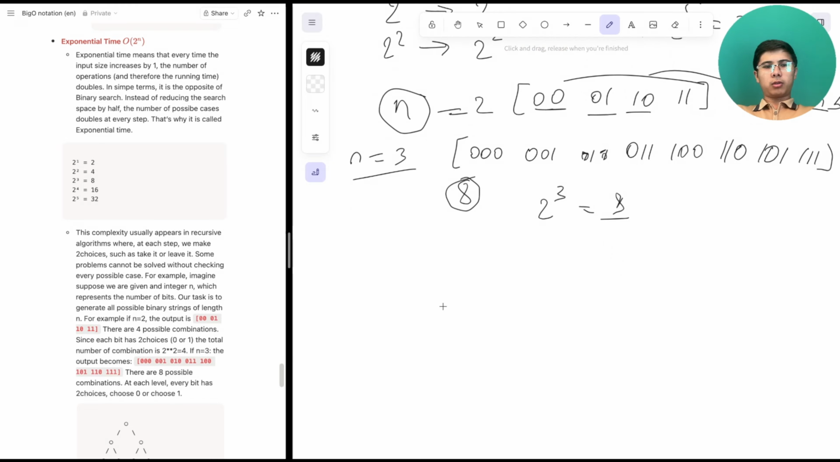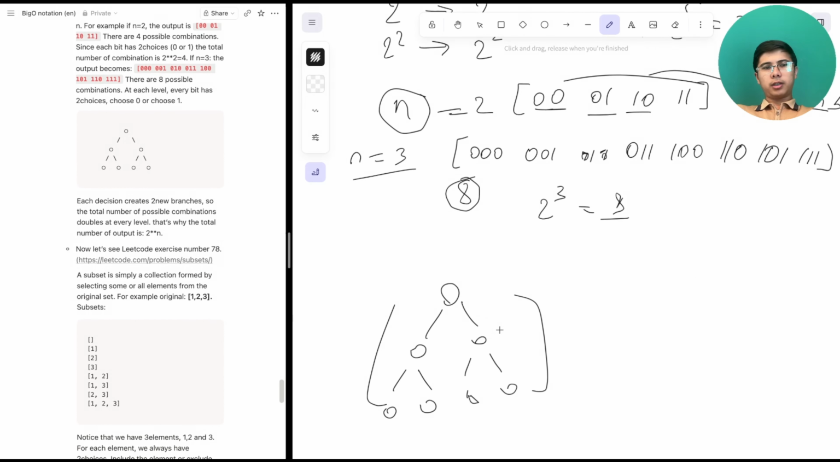This also looks like this shape with these possible combinations. It splits like yes or no. Each decision creates a decision tree, we can call it. Each decision has 2 new branches, so the total number of possible combinations doubles at every level. That's why the total number of outputs is 2 to the power of n, exponential time.